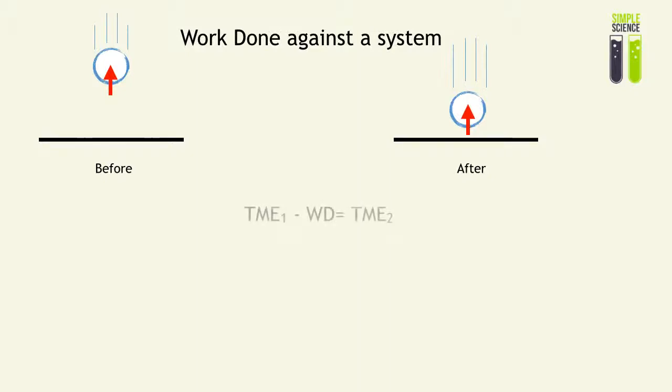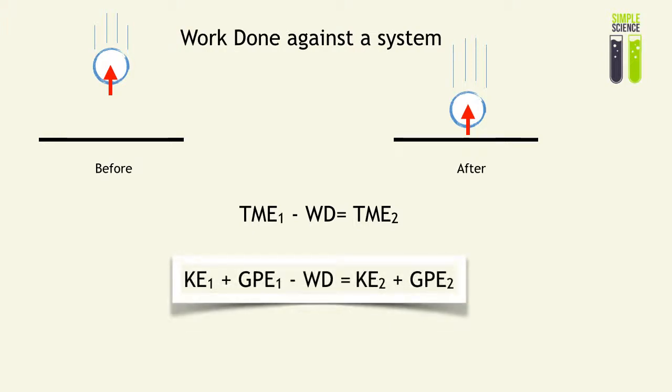Therefore, when there is work done against the system, TME1 minus work done is equal to TME2. More specifically, it is the initial kinetic energy plus the initial gravitational potential energy, minus the work done against the system. Remember, work done against is negative. If it's work done on the system, then it would be positive. But usually in life, we are going to deal with negative work done. And that is equal to the final kinetic energy plus the final gravitational potential energy.